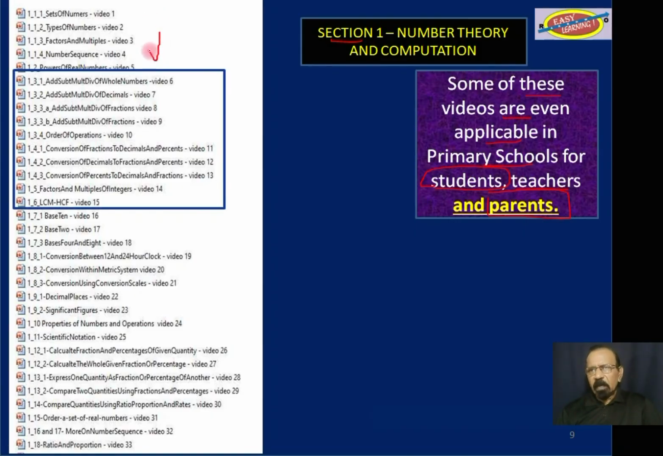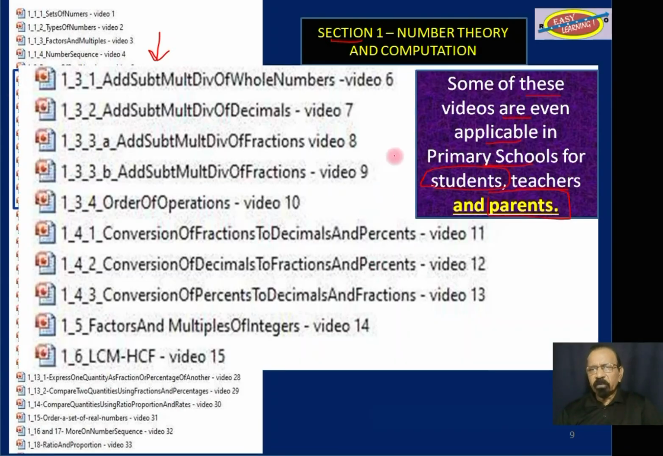For example, section 1, if I expand that box, notice what it says for video 6. Add, subtract, multiply, and divide whole numbers. That's work done in grade 3. And then add, subtract, multiply, and divide decimals, grade 4 work, fractions, grade 5 work, and so on in primary schools. So the parents could look at the videos with the children and then ask the children to explain it back to them, the parents, and so on. That's section 1 from the syllabus, which begins at grade 3 work.